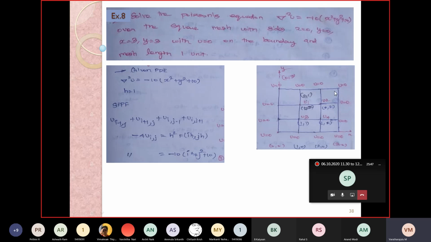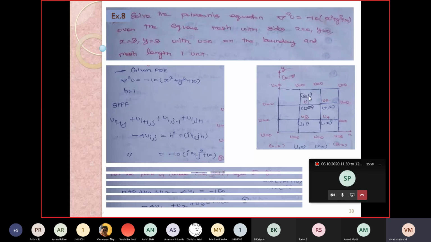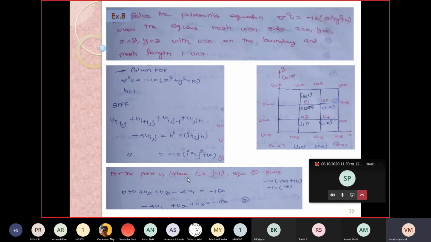Okay, we will solve this problem and find u1. In order to find u1, x is equal to 2 and y is equal to 1. For the point u1, where i is equal to 2 and j is equal to 1, I am applying those values in equation 1. No need to worry about the LHS, because we have the standard 5-point formula. Here we have 0, 0, u2, u3, minus 4u1 is equal to the RHS.